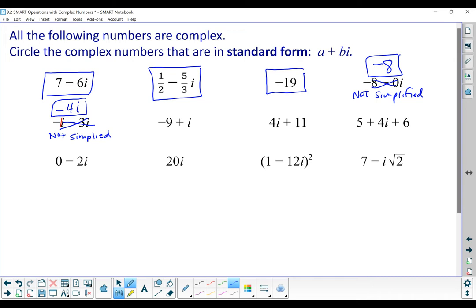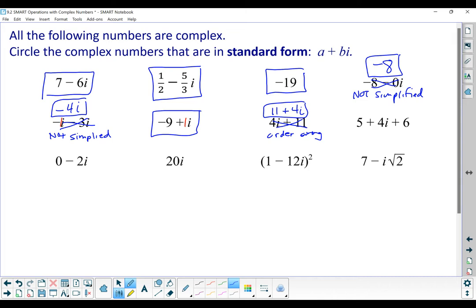Okay, negative 9 plus i, that is definitely in standard form. It has the real part, negative 9, and it has an imaginary part of 1i. Okay, the next one, 4i plus 11. That's definitely a complex number, but it is not in standard form. Standard form would have me put the real part of 11 first and the imaginary part second. So this one had the order wrong for standard form.